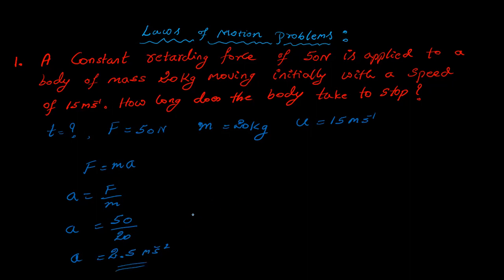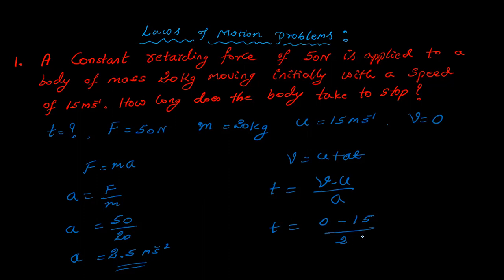Next, after finding the acceleration, we have to find the time here. So use the formula v is equal to u plus at. Then t becomes (v minus u) divided by a. So what is the v? Finally, the body is going to stop, right? v becomes 0 minus 15 divided by 2.5.